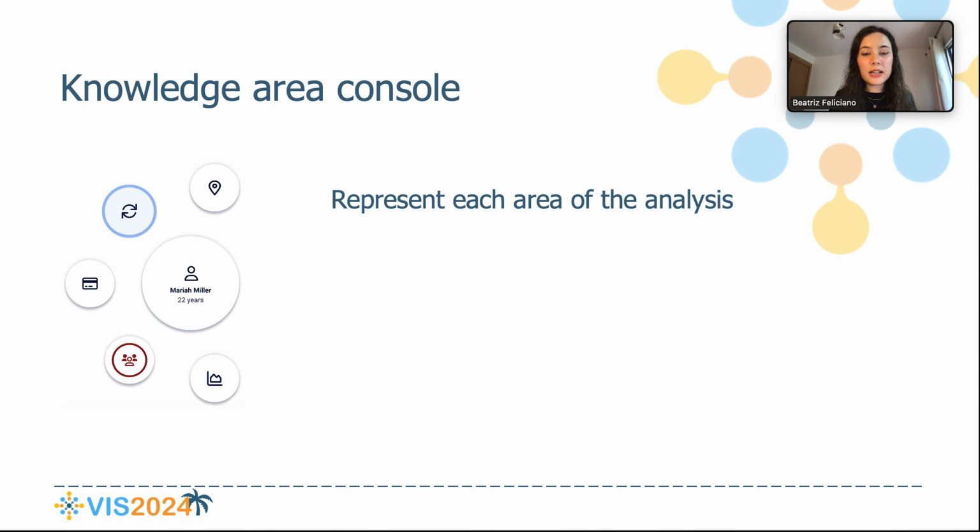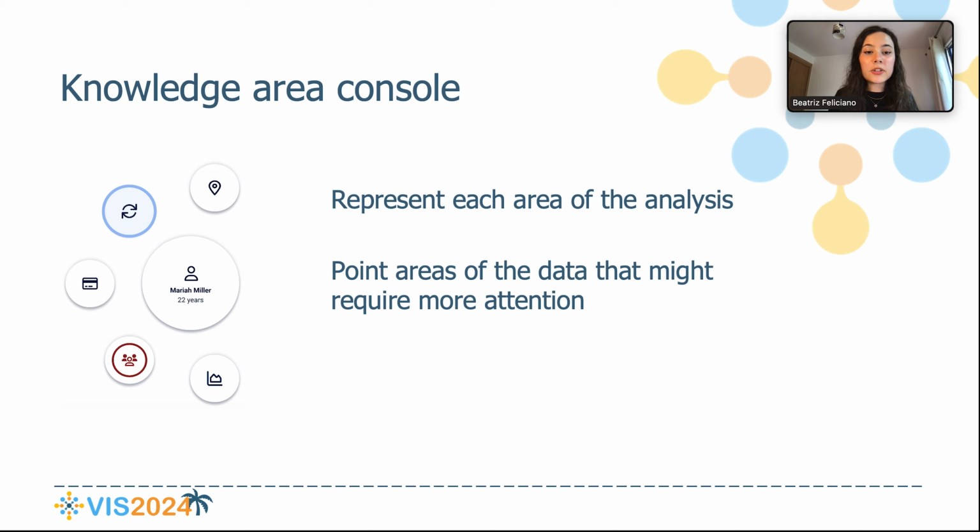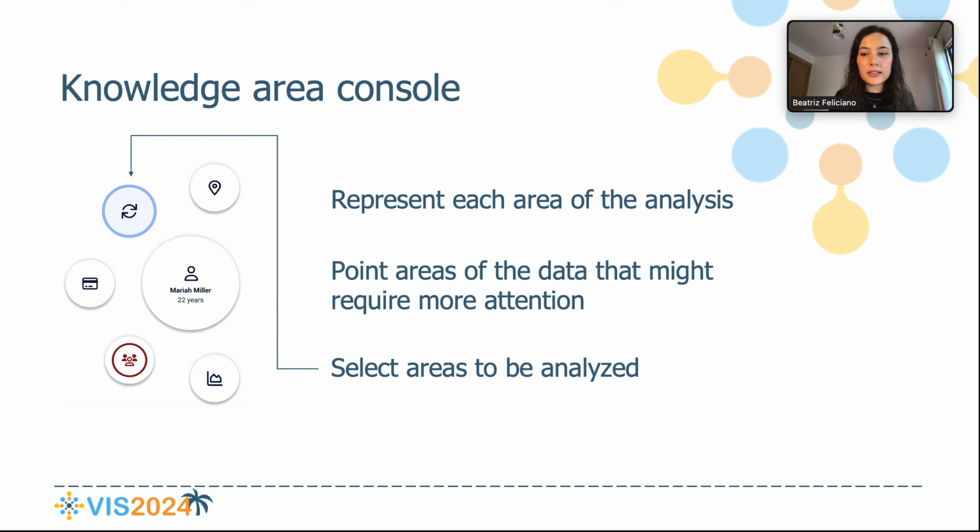Here, each area of the analysis is represented through icons, for example, the person who made the transaction, the location where the transaction was made, and the card used. Here, areas of the data that might require more attention are highlighted using red and a circle. Here, this area is red and with a circle because it might require more attention. And here, analysts can select areas that will be analyzed in the other interface regions. Each area is an icon which is clickable, and clicking in an icon means that this area is being selected. In this case, this one is a selected one.